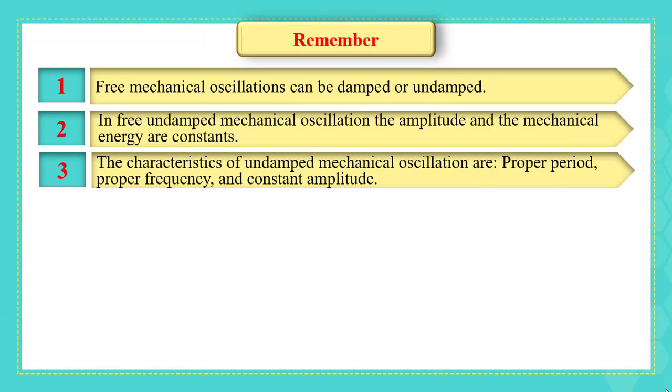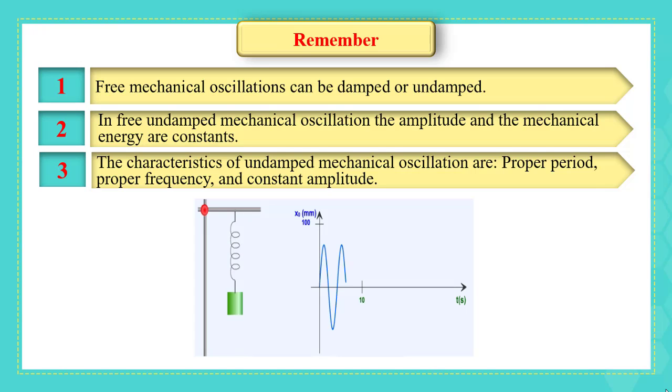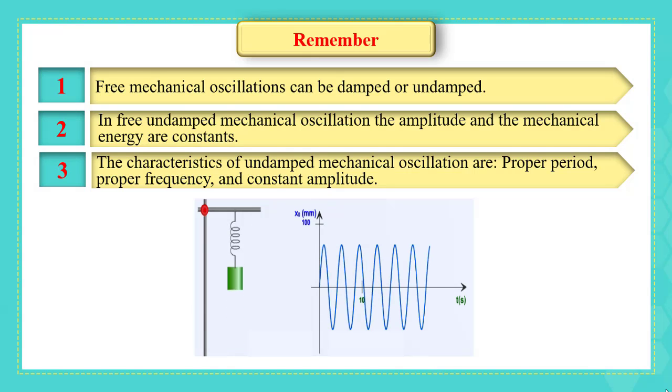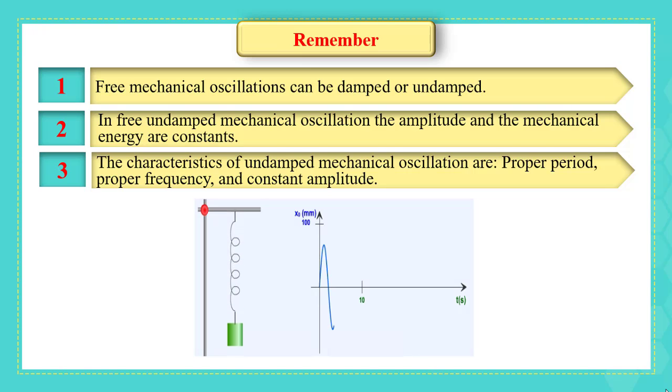Remember first that we have mentioned that free mechanical oscillations can be damped or undamped. In free undamped mechanical oscillations, the amplitude and the mechanical energy are constants, and the characteristics of the undamped mechanical oscillation are proper period, proper frequency, and constant amplitude.